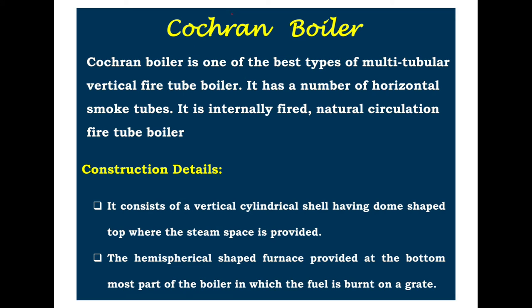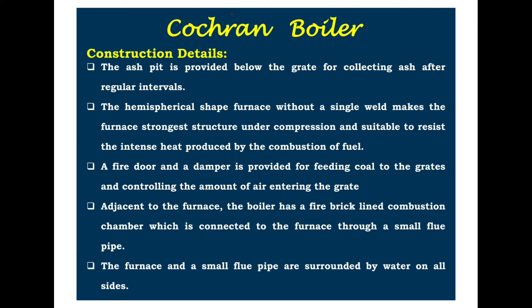The Cochran boiler is one of the best types of multi-tubular vertical fire tube boilers. It has a number of horizontal smoke tubes. It is an internally fired, natural circulation fire tube boiler. In construction, it consists of a vertical cylindrical shell having a dome-shaped top where the steam space is provided, and a hemispherical furnace at the bottommost part of the boiler in which the fuel is burned on a grate.